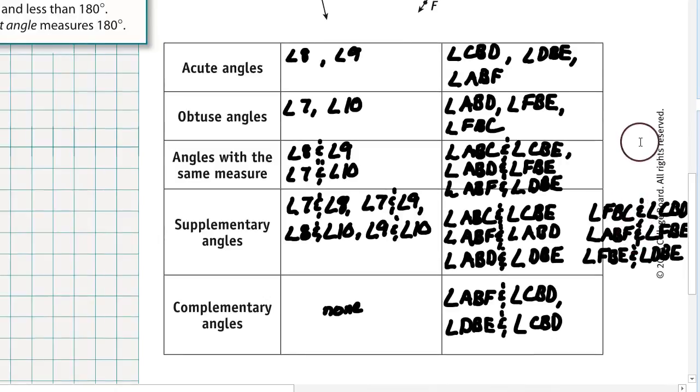This chart asks for a few more things, so angles with the same measure, and you see those recorded in the chart. And for the more complicated picture, there are even 3 pairs of angles with the same measure. Supplementary angles are angles that add up to 180 degrees. In the first picture, there are 4 pairs of those. In the other picture, there are 6 pairs of those. Complementary angles are angles that sum to 90 degrees. The first picture has none. The second picture has 2 pairs of angles that add up to 90 degrees.